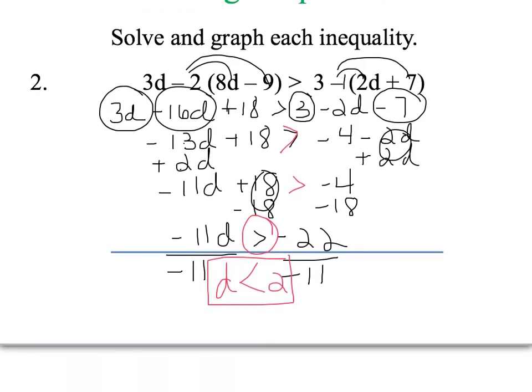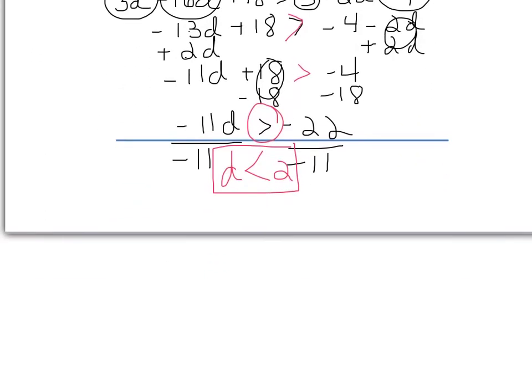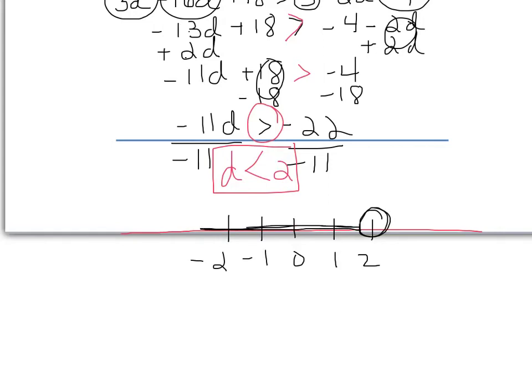I'm going to move my graph up and use this line here for my graph. If I want d is less than 2, it gets an open circle because it's less than 2, and I'm going to the left.